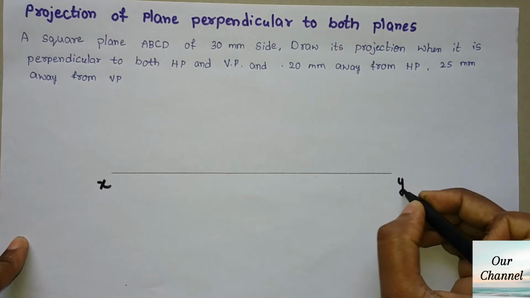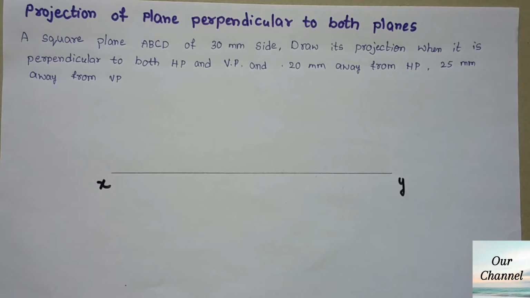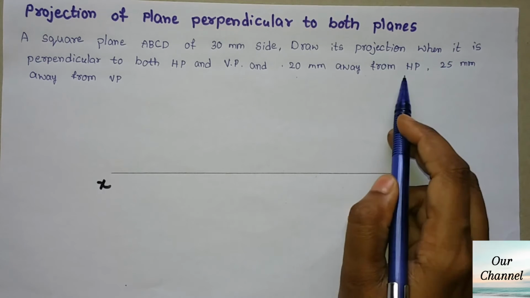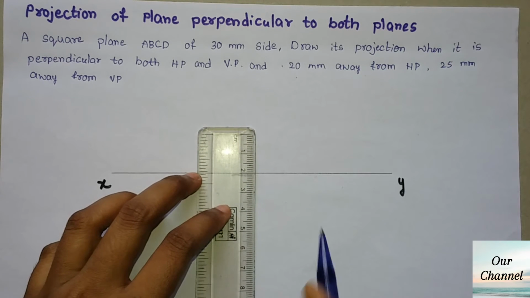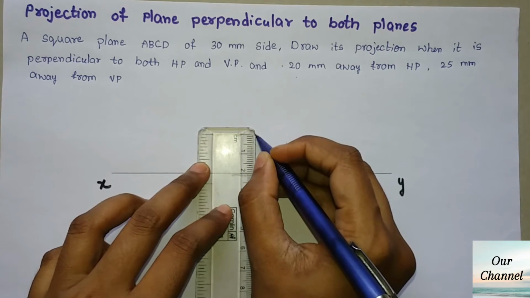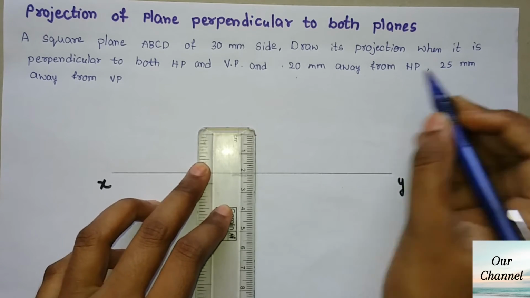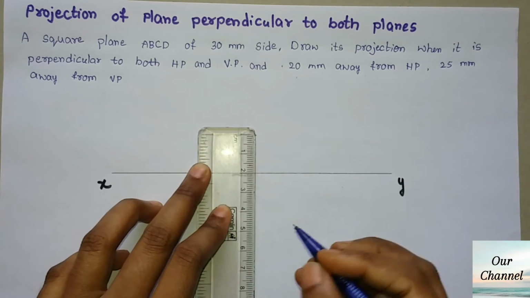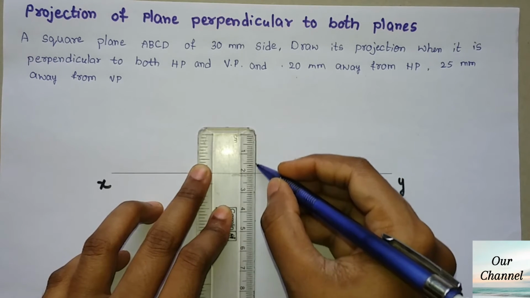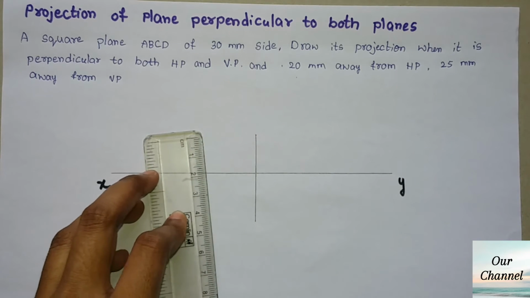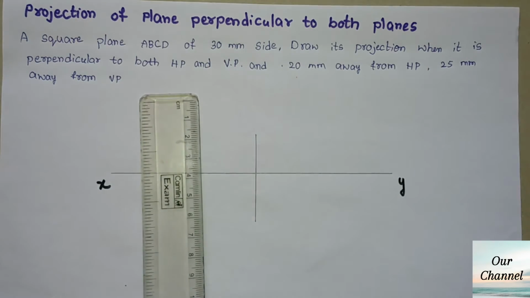X, Y. The plane is 20 mm away from HP, so we should draw 20 mm above XY. Put a point at 20 mm above XY, which is perpendicular to XY. Now 25 mm away from VP, which is below XY. Draw a thin line like this. Now we should draw the projection of the plane.